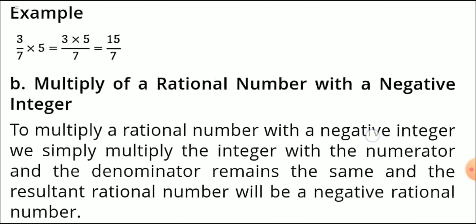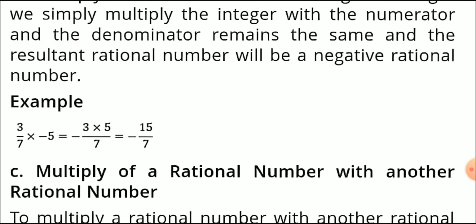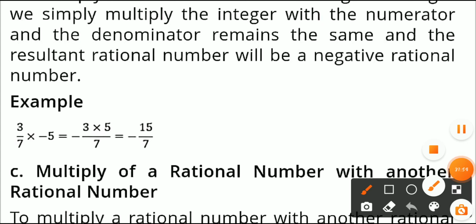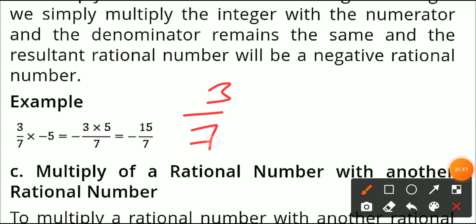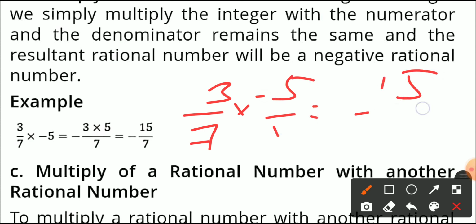Multiplying a rational number with a negative integer. So see, 3 upon 7 multiplied by minus 5 by 1. So 3 times 5 is 15, 7 times 1 is just 7. Plus into minus is equal to minus. So the answer is minus 15 upon 7.